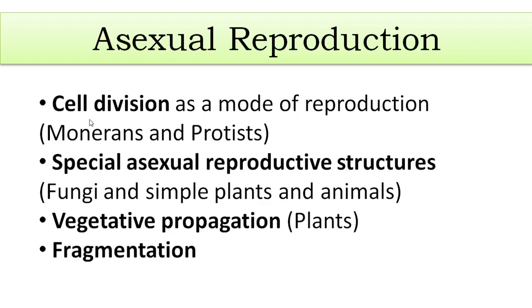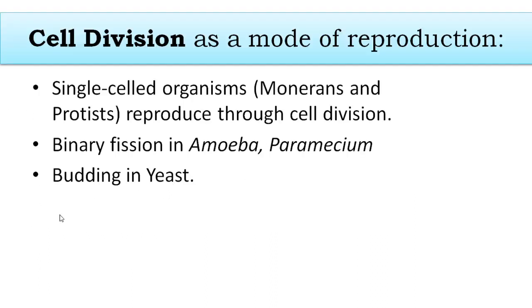You need to know some more information about asexual reproduction. Different types of asexual reproduction: asexual reproduction through cell division as a mode of reproduction, which is observed in monerans and protists. We will see what they are. Then special asexual reproductive structures, which are found in fungi and simple plants and animals. Then we have vegetative propagation in plants. And finally, we have fragmentation. These are some types of asexual reproduction.